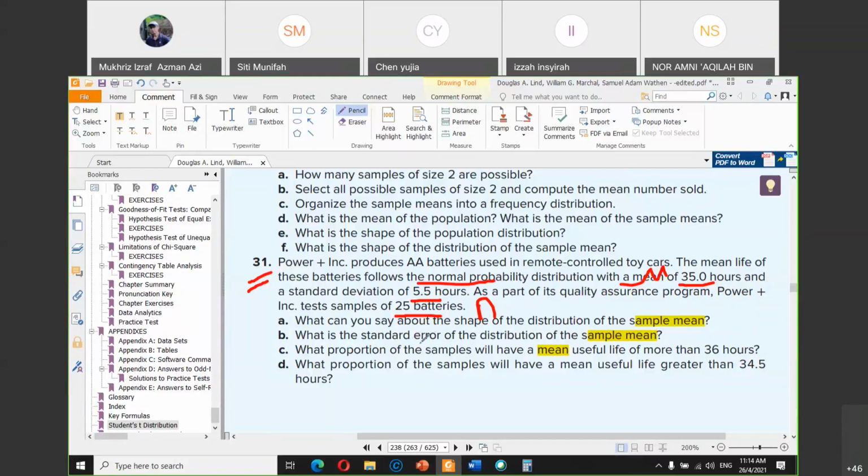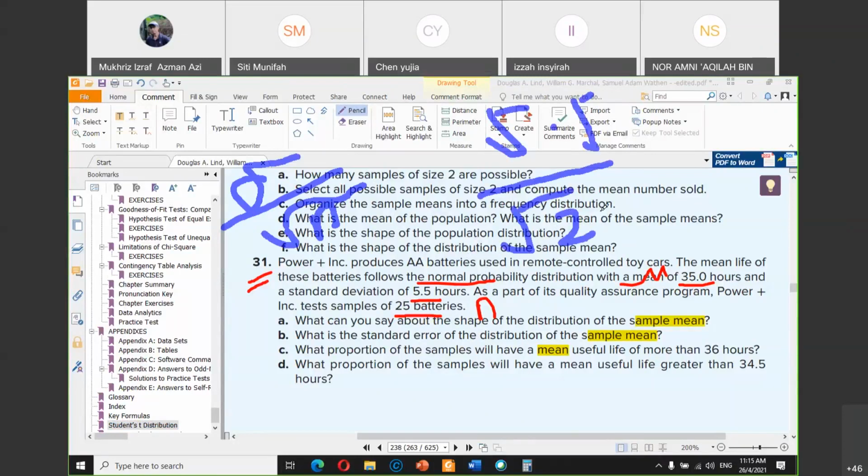What is the standard error? Standard error is calculated as sigma divided by square root of n. So your sigma will be 5.5, divided by square root of 25, which is 5. So 5.5 divided by square root of 25. You should get the answer for question B.